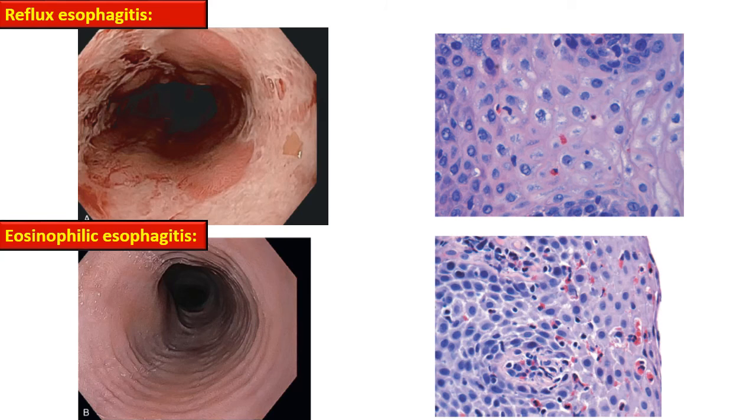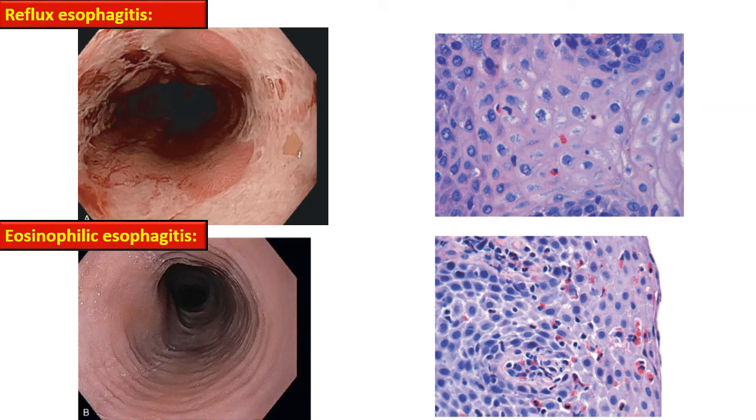This is the comparison of both reflux esophagitis and eosinophilic esophagitis. In both conditions, there is presence of eosinophils. Reflux esophagitis is associated with scattered eosinophils, while metaplastic epithelium can be seen on endoscopic view, while eosinophilic esophagitis is showing the characteristic stacked ring appearance or feline esophagus and multiple intraepithelial eosinophils.